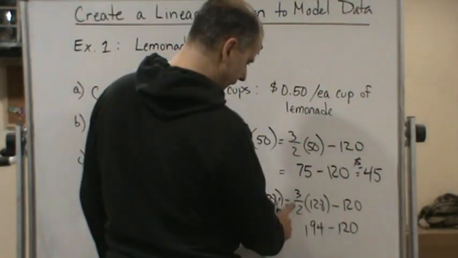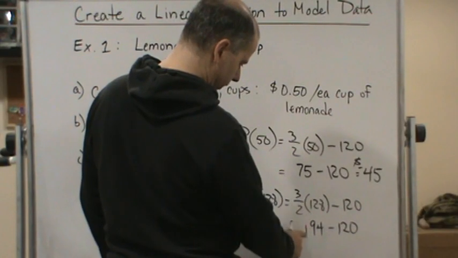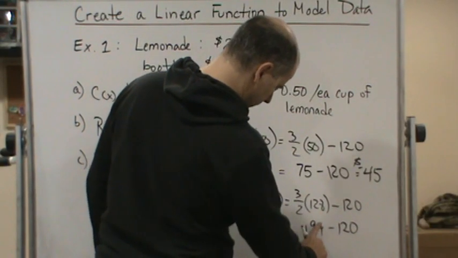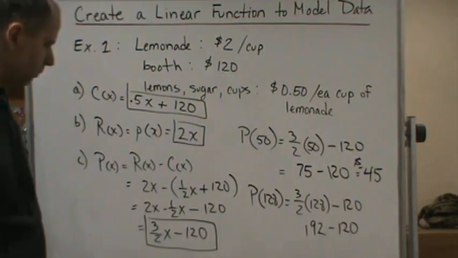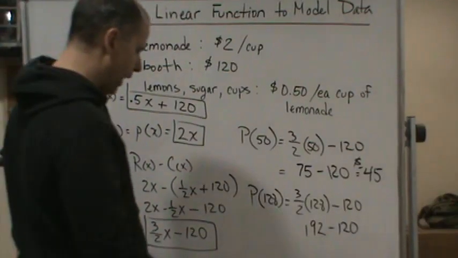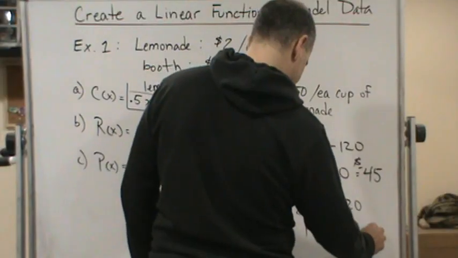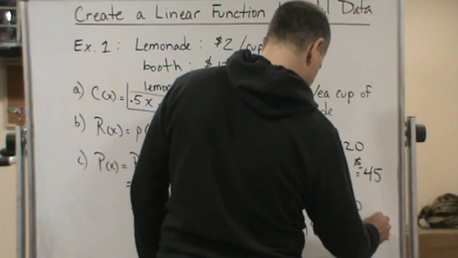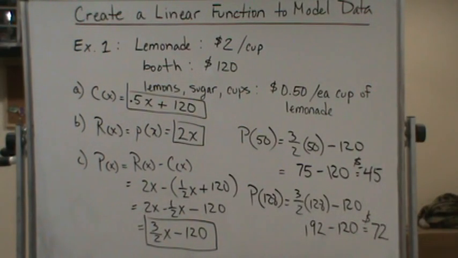So this is 1.5. So half of this is 64. So if I add 64 to this, I get, oh, hold on, 192. And so now if I subtract 120 from 192, I get $72. All right, so now I made a profit. So if there were 128 cups of lemonade sold, then my profit would be $72.